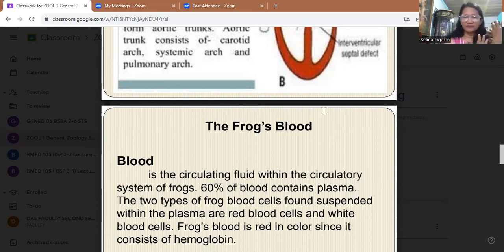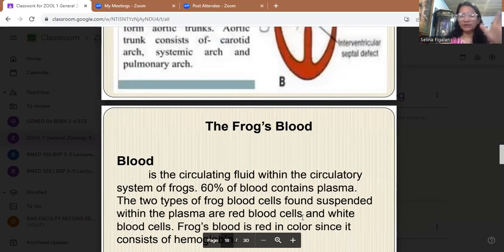There are two types of frog blood cells. So pagdating sa cells, meron siyang, within the plasma, ay meron siyang red blood cells and then the white blood cells. Okay, alam natin na ang red blood cells is red in color, which means that this is made up of hemoglobin. Ano yung hemoglobin? This is the one that carries oxygen.